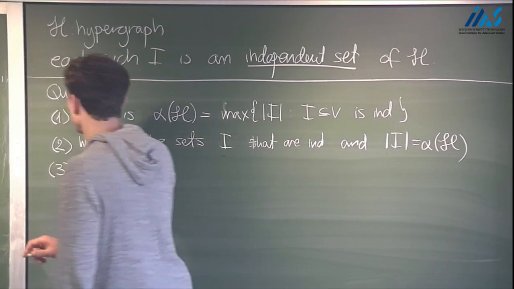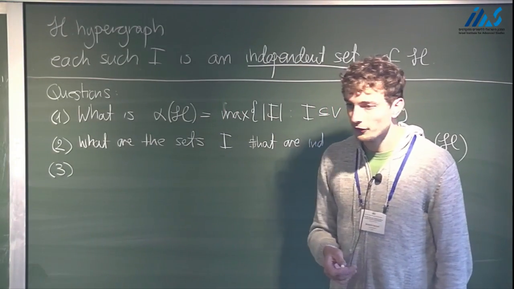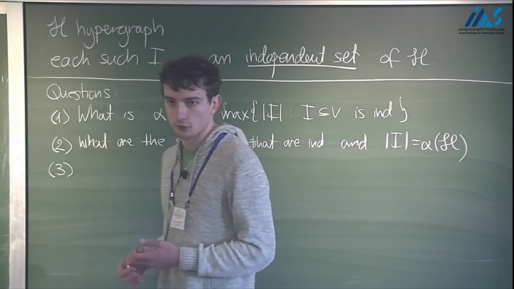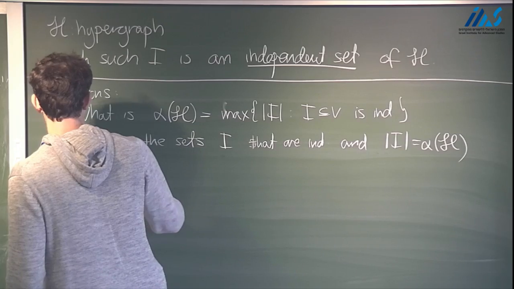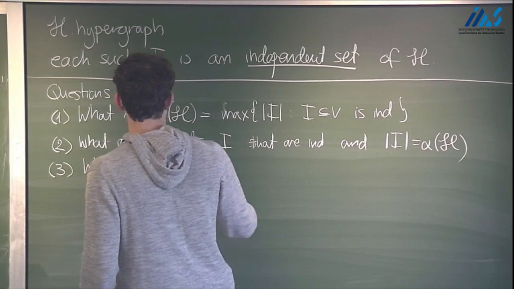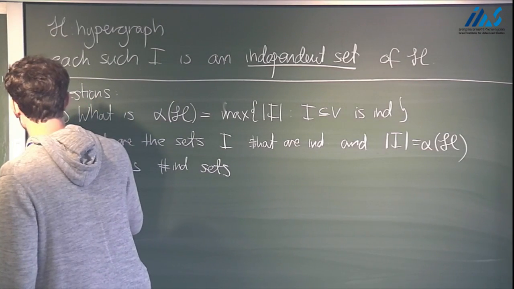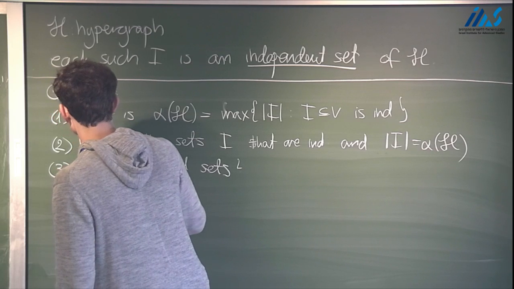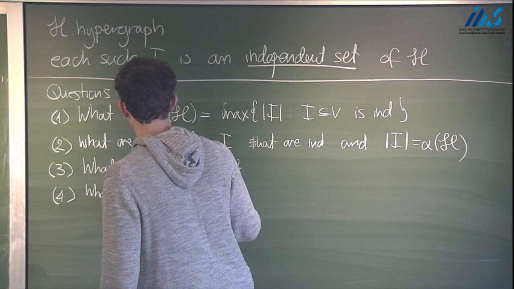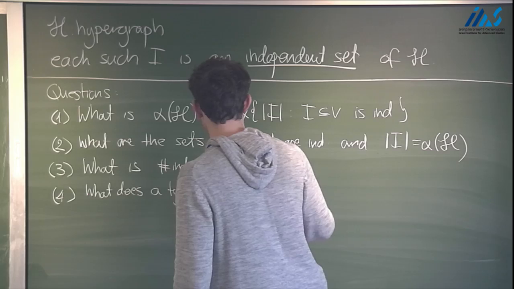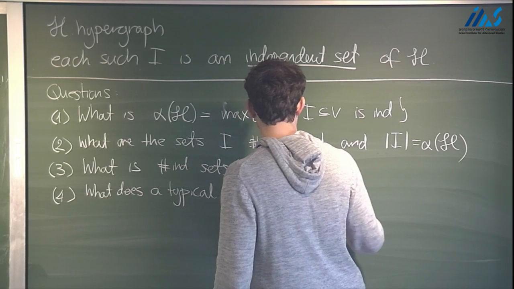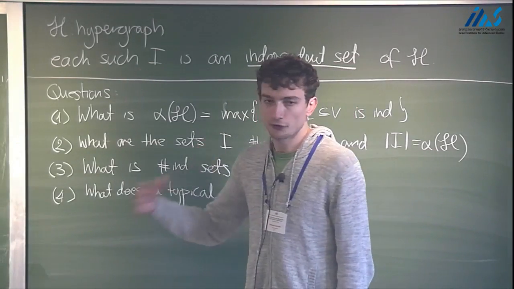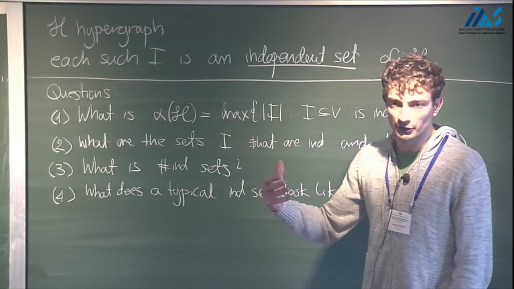But the questions that we're going to be interested in are of a somewhat different nature. So we don't want to characterize the maximum independent sets, but we'd rather like to count all of them. So what is the number of independent sets? And the fourth question, which is essentially also a counting question, is what does a typical independent set look like? So what do I mean by this? I will look at the family of all independent sets, then I will choose one uniformly at random, and I'll try to say something about its structure.